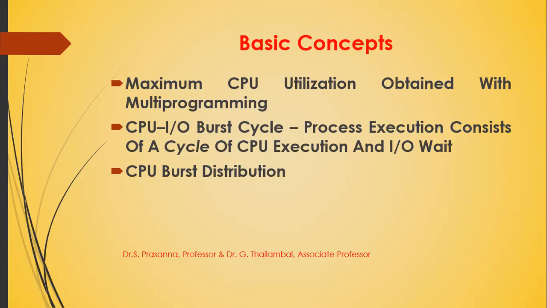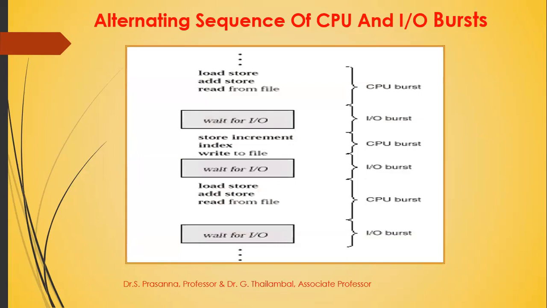And the CPU burst distribution. How does the CPU burst happen? It is an alternating sequence of CPU and IO bursts. You can see in this diagrammatic representation: load, store, add, store, read from file. All these are commands to be executed by the CPU, so it is a CPU burst. Wait for IO means the process is waiting for some input or output device to be connected. So that is the IO burst.